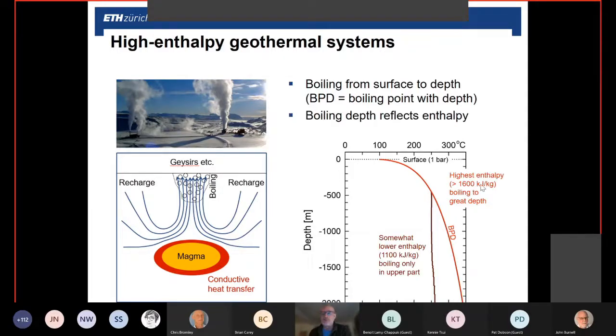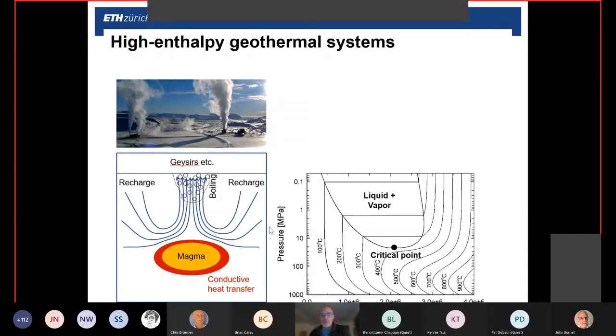So it's mostly a question of how high the enthalpy content of these fluids is. If the natural enthalpy content of the system in the undisturbed state is higher than 1600 kilojoules per kilogram or so, you would be boiling to great depth. If it is lower, just over 1100 kilojoules per kilogram or so, you would be boiling only in the upper part.